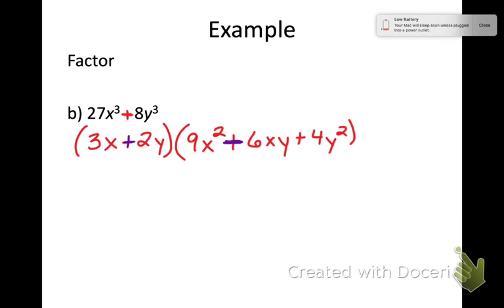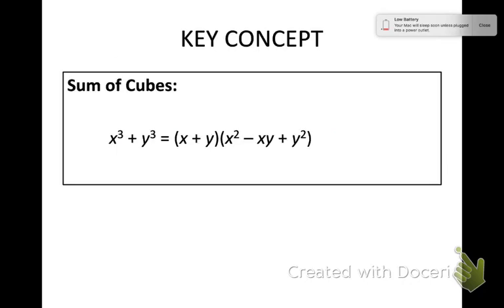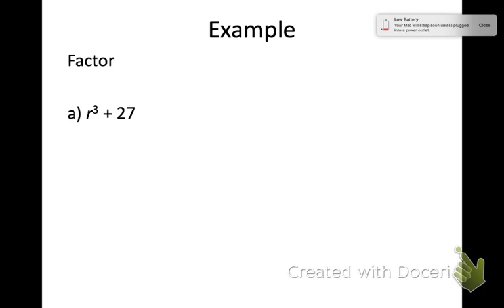All right, so now let's do some U substitution. So the first one will be minus. So if it was this one, it would be r plus 3, and then r squared minus 3r plus 9, right? All right, so let's do a U substitution.